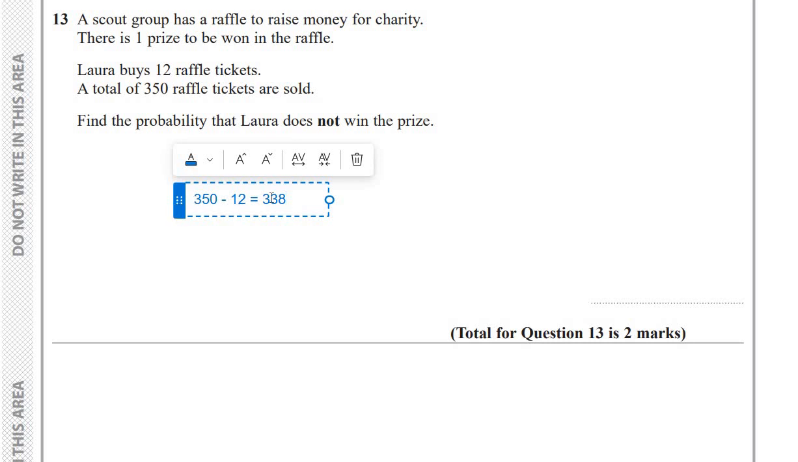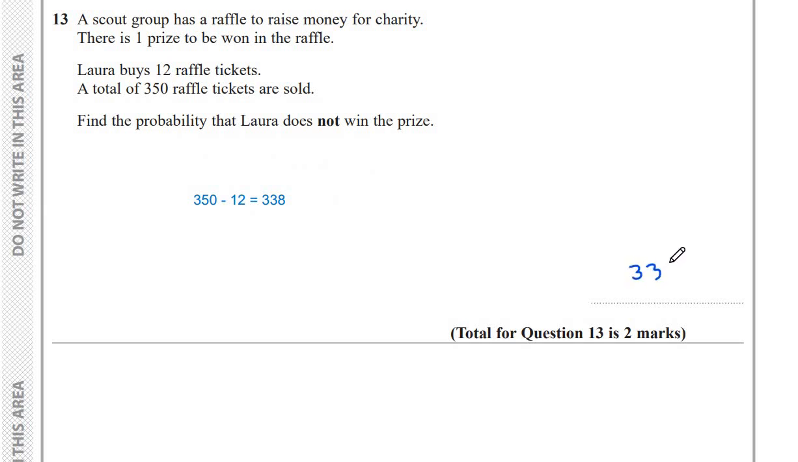So the probability that Laura does not win the prize would be that someone out of these 338 tickets had won the prize. So the probability of Laura not winning is 338 out of the total 350.